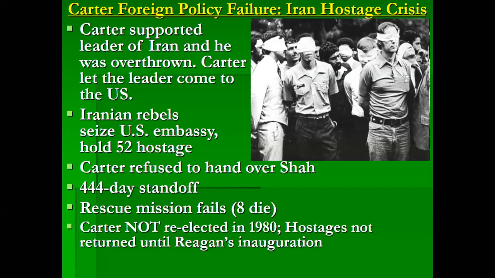So this Iranian leader is going to be overthrown by his people, and Carter is going to allow this friend of his to come to the United States. This makes the Iranians very upset because they want to kill this guy. So they go into the U.S. Embassy. The U.S. Embassy is a building in every country in the world, and it's U.S. soil, and it's where Americans go to solve issues if you're in a foreign country. And they hold 52 people hostage.